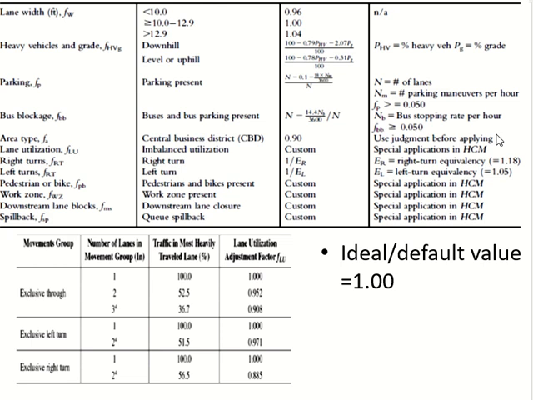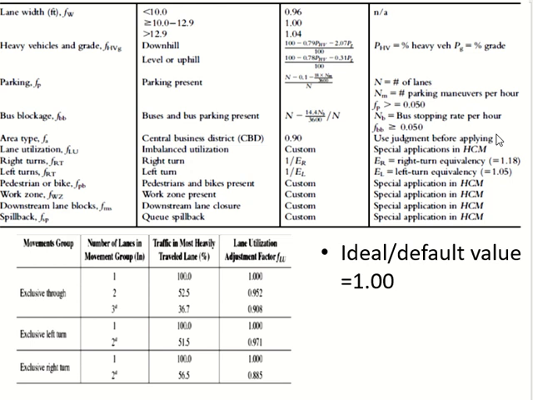Then the factor for bus blockage or bus stop is only applied if you have a bus parking or a bus stop near the intersection, and this is how you will calculate it, where n is the number of lanes, same as this one. NB is the number of buses stopping per hour, not coming. Maybe 10 buses are passing, but all of them don't stop at this location. Maybe only 2 of them are stopping. So NB will be 2, not 10. So this is not the one which you are getting in the whole volume.